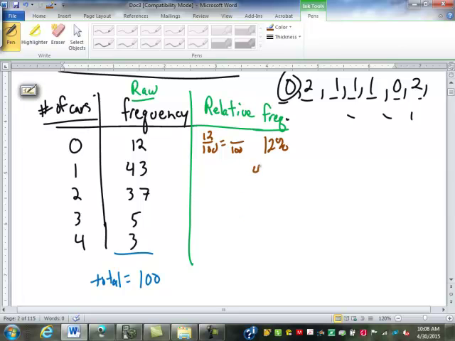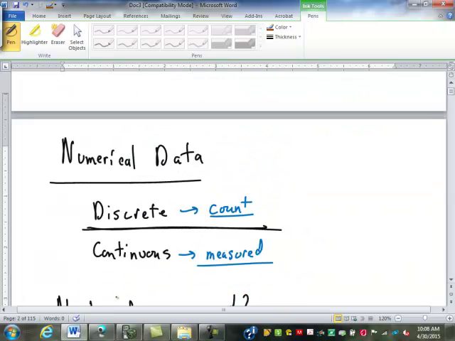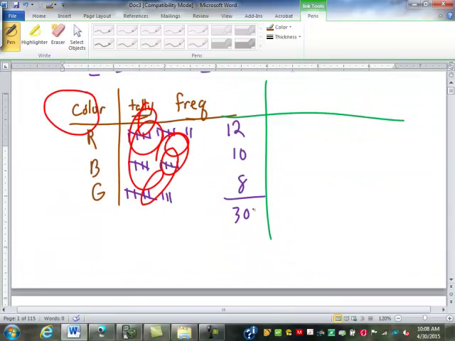43 out of 100 is, of course, 43%. 37 out of 100 is 37%. You can see why I used 100 as my total now, right? Makes my percent calculation pretty easy. If I were doing it up here, this was out of 30. So my percent frequency, or relative frequency, however I want to put it, this would be 12 out of 30 is blank out of 100. Cross multiply and divide, I'd get 40%.